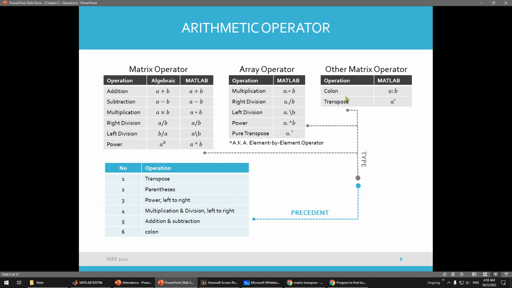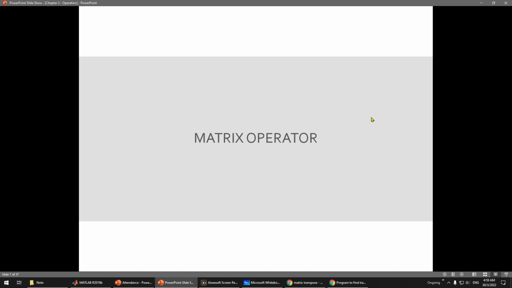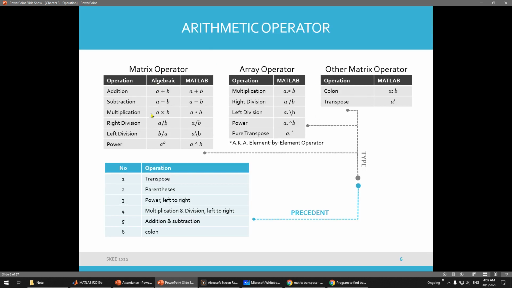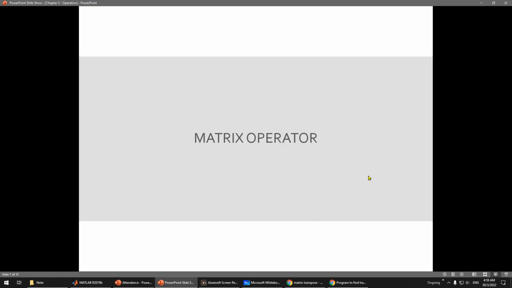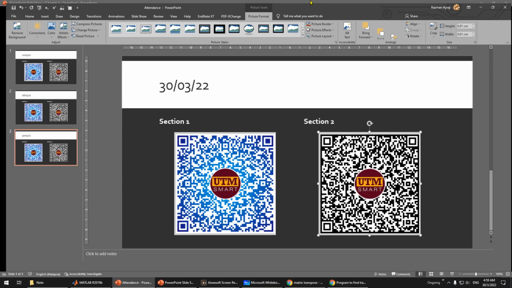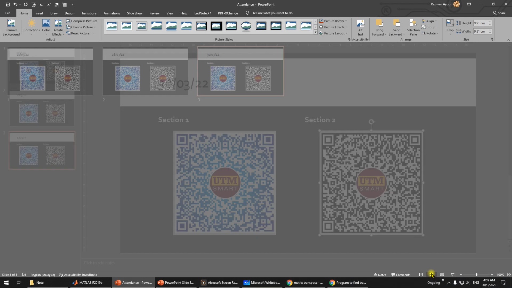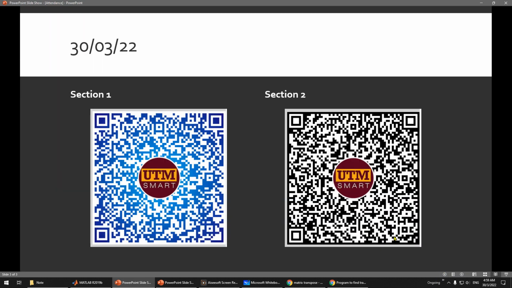So colon, this one no need to worry yet. So these are the operations that you need to learn. Okay, so we move on to how to use matrix operation and array operation. Before I proceed, make sure you sign in your attendance here. Let me make it larger. So sign in your attendance.